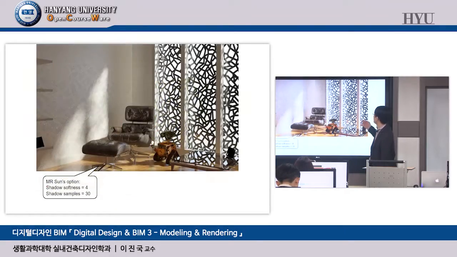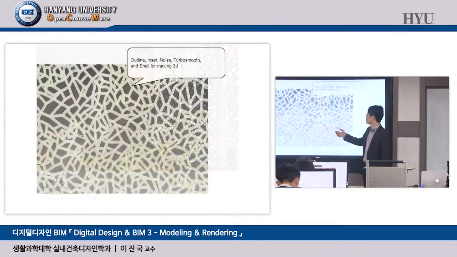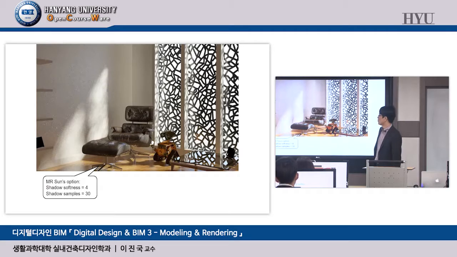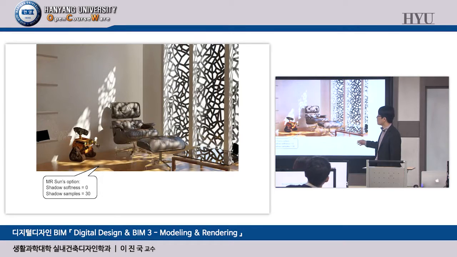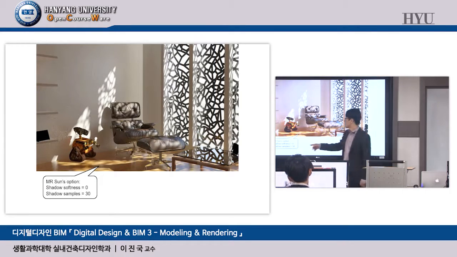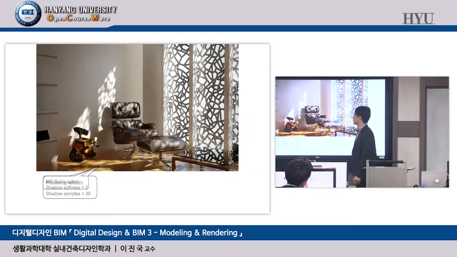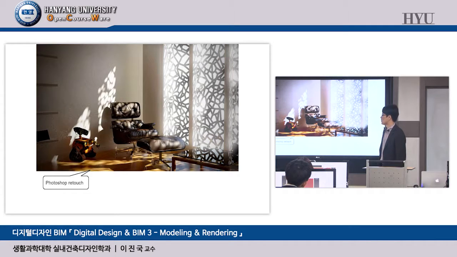So this one can be made in 3D simply using shell, okay, inset and shell, and then take a look. In the mental ray scene option, shadow softness 0 or softness 4, and you can see the difference, okay? And this is Photoshop retouch. So this is one of your lab exercises for today, okay?